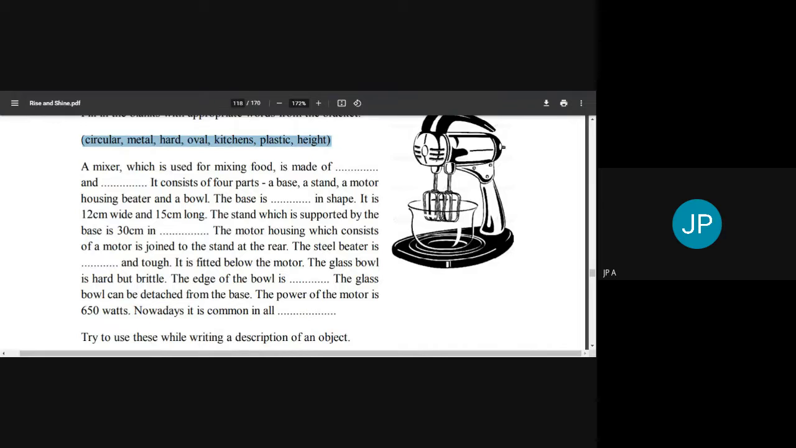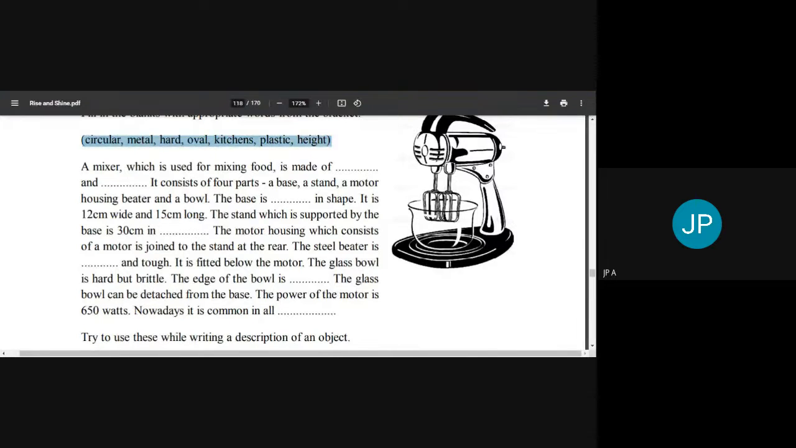റെയർ വ്യൂ മിറർ എന്നൊക്കെ നമ്മൾ കേട്ടിട്ടുണ്ടാവും നമ്മുടെ വെഹിക്കിൾസിലൊക്കെ. റെയർ എന്ന് പറഞ്ഞാൽ ബാക്ക് എന്നാണ് അർത്ഥം. A mirror with which you can see the back of the vehicle is called a rear view mirror. So it is fitted at the back. It is joined to the stand at the back. അങ്ങനെ തന്നെയാണ് അത് ഫിക്സ് ചെയ്തിട്ടുള്ളത്. പിക്ചറിൽ കാണാം. It is joined to the stand at the rear, at the back.